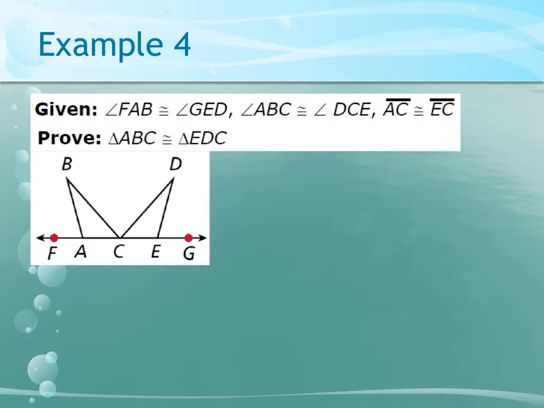All right, last one. This is the one that has the typo. Wait, really? I wrote it. Really? Wait, where's the... oh yeah. FAB, GED, ABC, EDC, or CDE, and AC and CE.